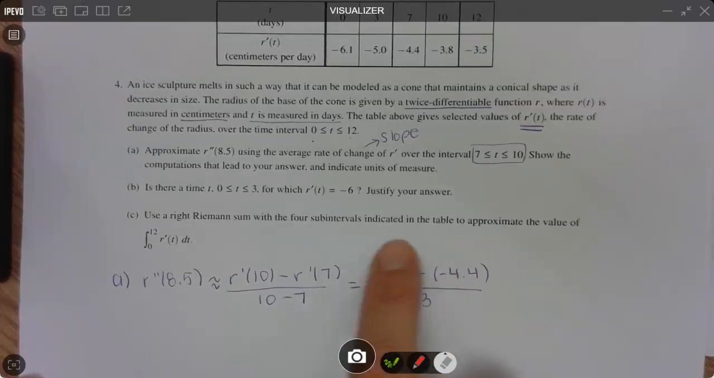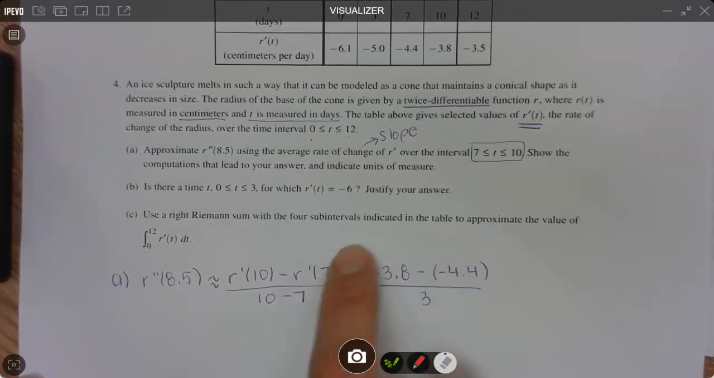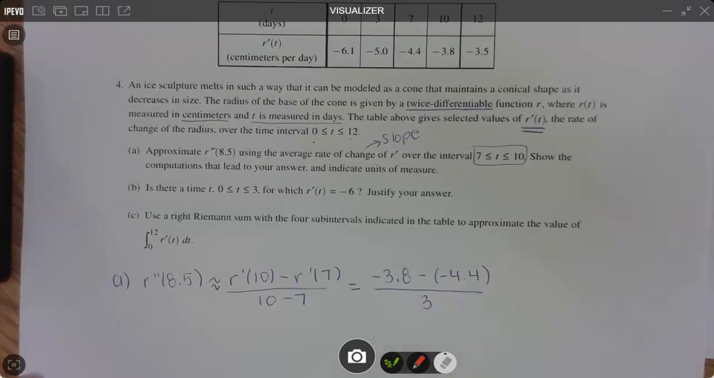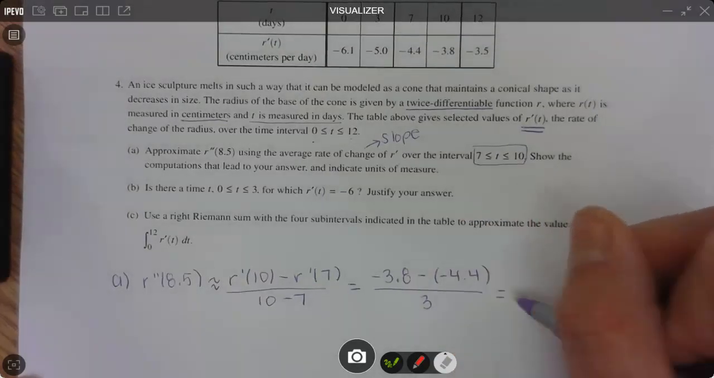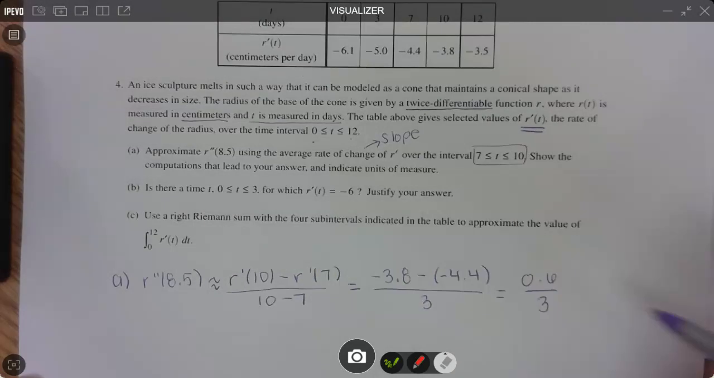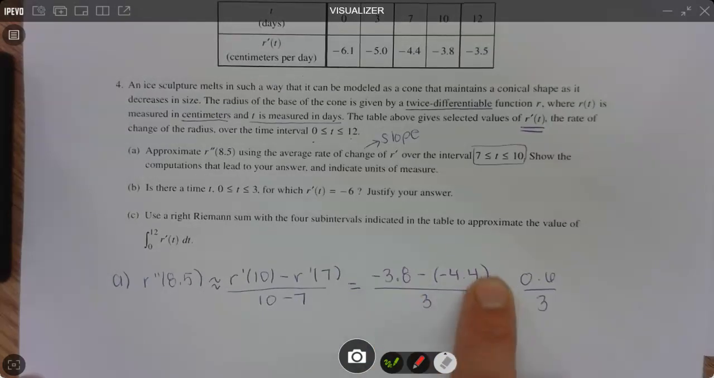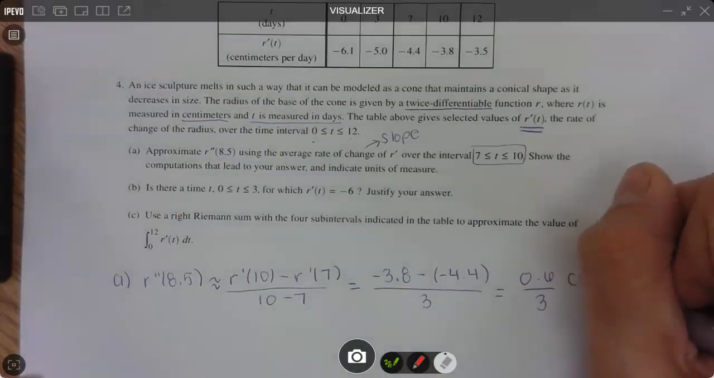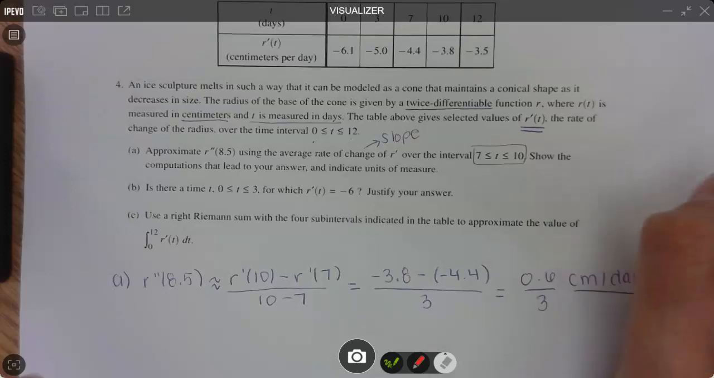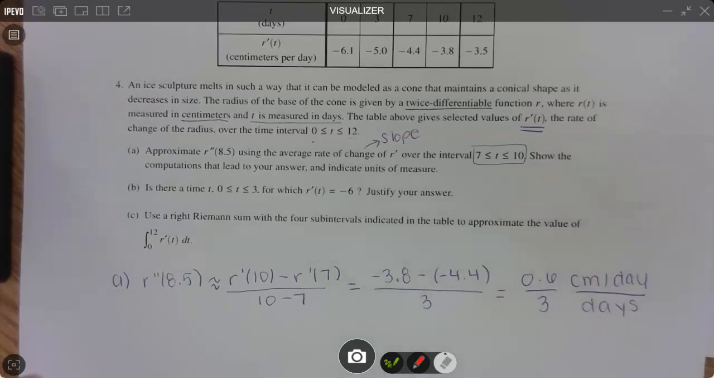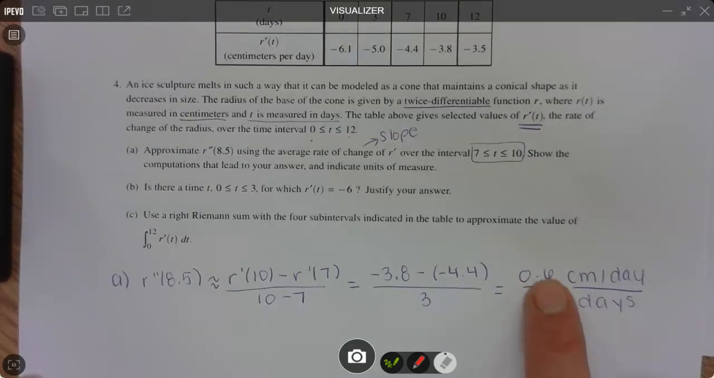This is technically a numerical answer. You can technically stop here. Not that doing 4.4 minus 3.8 to give you 0.6 over 3 is hard, but technically you can stop there. Now, the numerator's units are centimeters per day, and then the denominator's units are days. So your units would be 0.6 centimeters per day for 3 days. Like that would be your units, or centimeters per day per day.